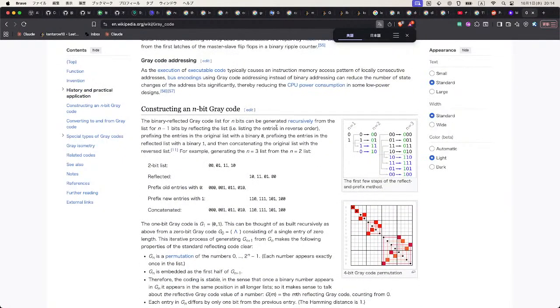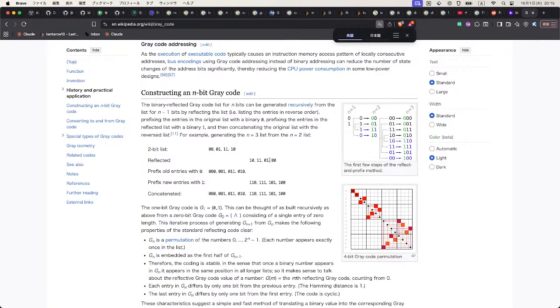Okay. The binary reflected gray code list for n bits can be generated recursively from the list for n-1 bits by reflecting the list, listing the entries in reverse order, prefixing the entries in the original list with binary 0, prefixing entries in the reflected list with binary 1, and then concatenating the original list with the reversed list, for example generating the n equals 3 reflected.